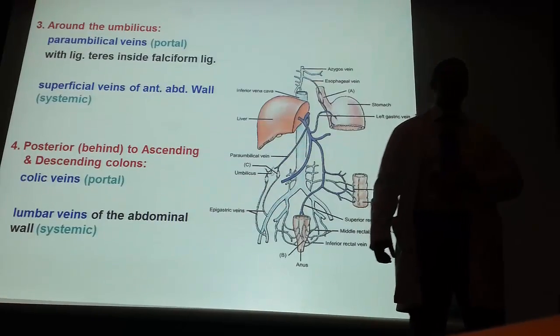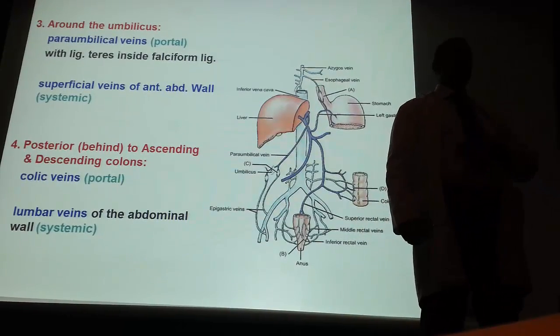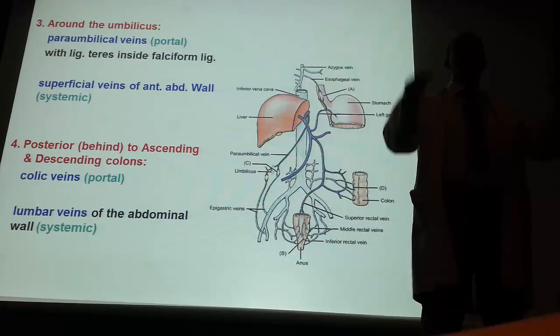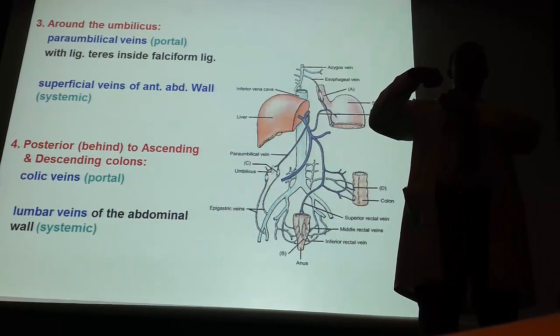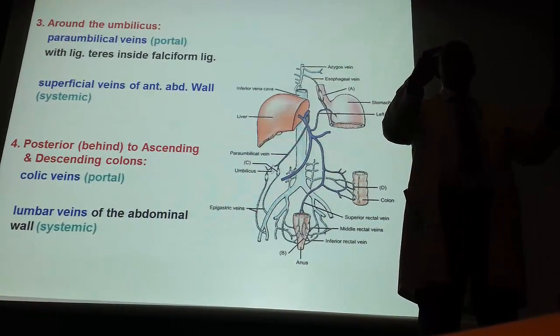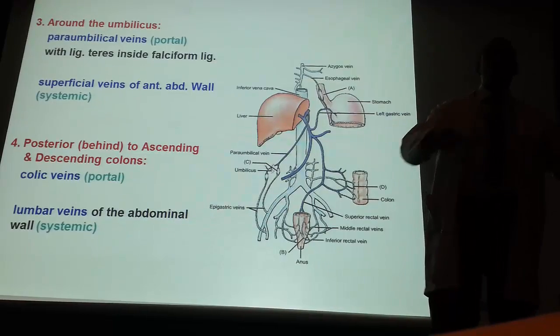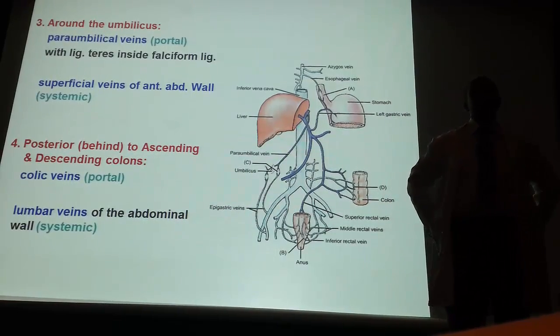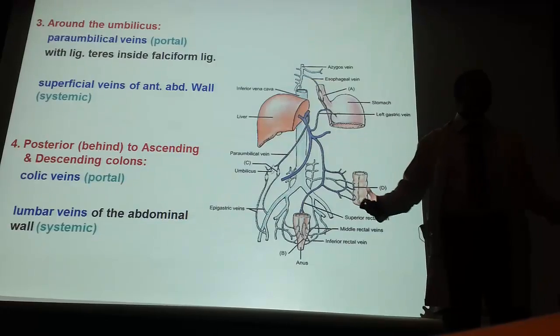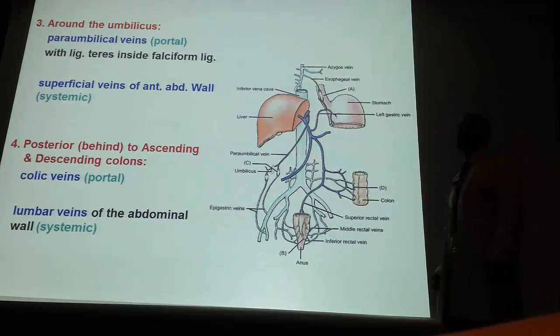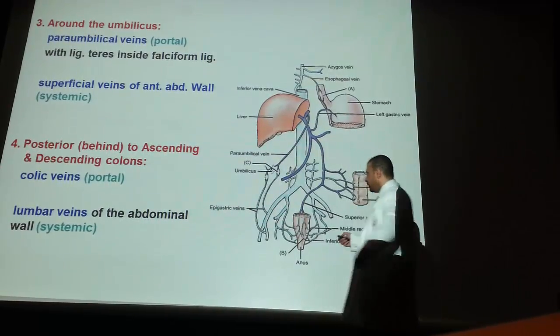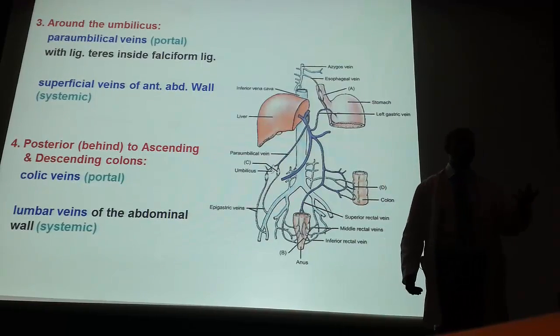Anteriorly at the umbilicus, the para-umbilical veins go directly to the left portal branch, or to the superficial epigastric vein. Behind, at the paracolic gutters, either through colic veins or through lumbar veins directly. Okay? These are the four areas of portocaval anastomosis. Why do we need to know them?